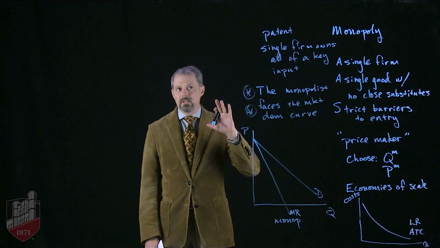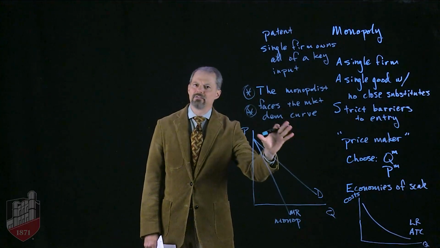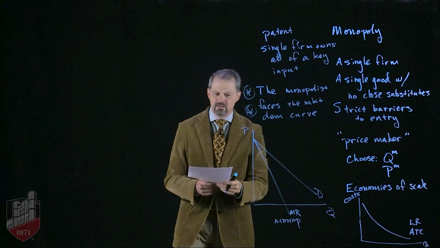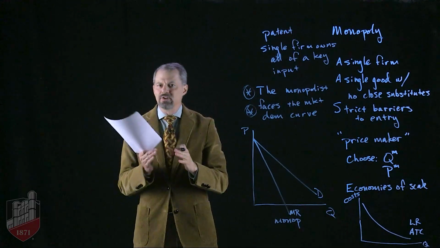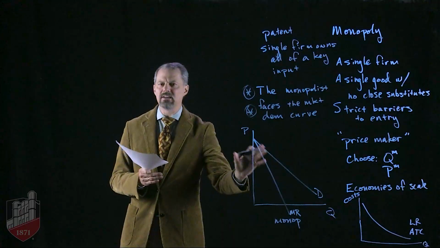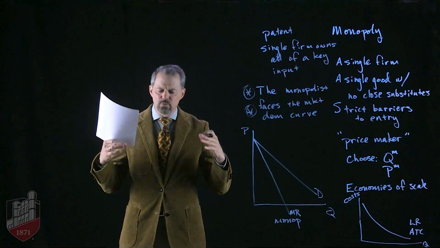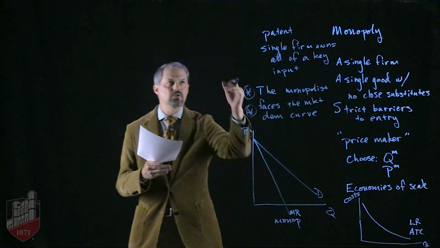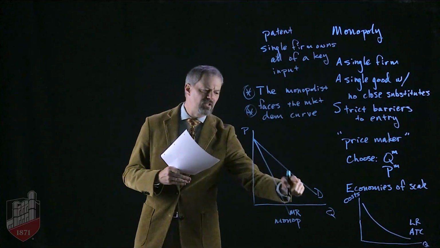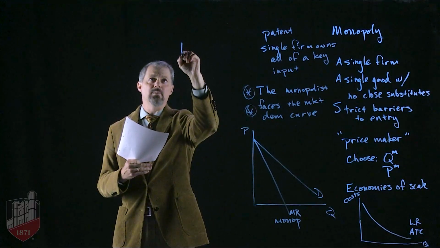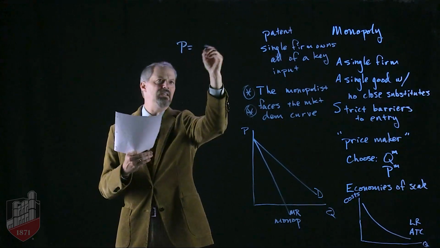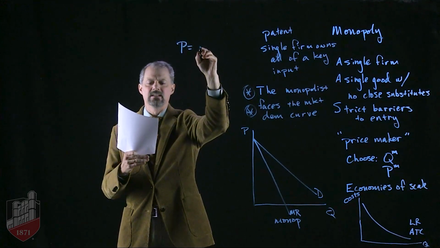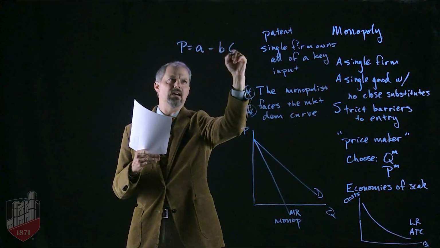Now, in that Principles of Micro video, I would go through this in a little bit more detail. What I want to do here is just show you, using just a little bit of calculus, why this is true. I would never require you to reproduce the calculus, but I want to show you. Let's think about a linear demand curve. That would be a demand curve where we have P equals, I'm not going to put any numbers to it, but I'll do an example here in a second, let's say A minus B times Q.